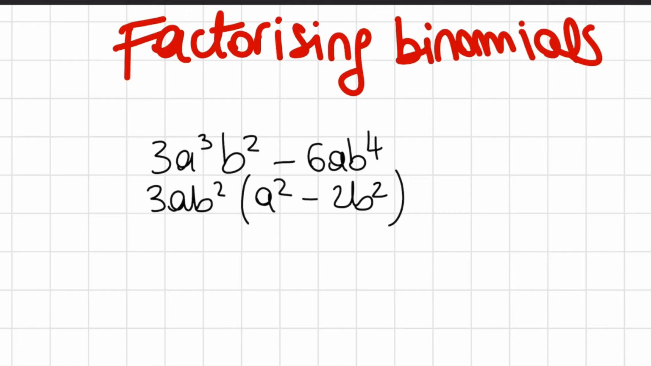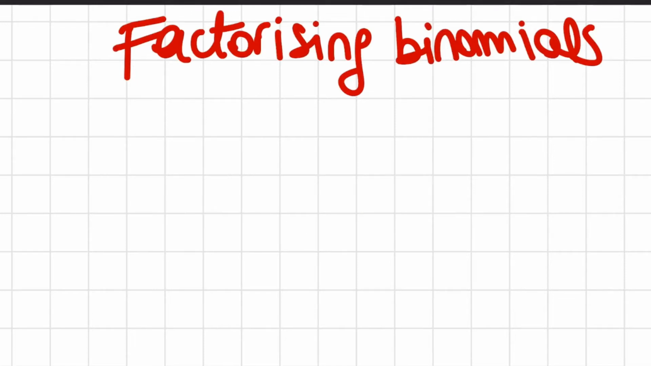However, sometimes you might be faced with more fancy binomials in which, as I said, it's better if you use certain shortcuts. So suppose you're faced with x squared minus 9. This is a difference of 2 squares.